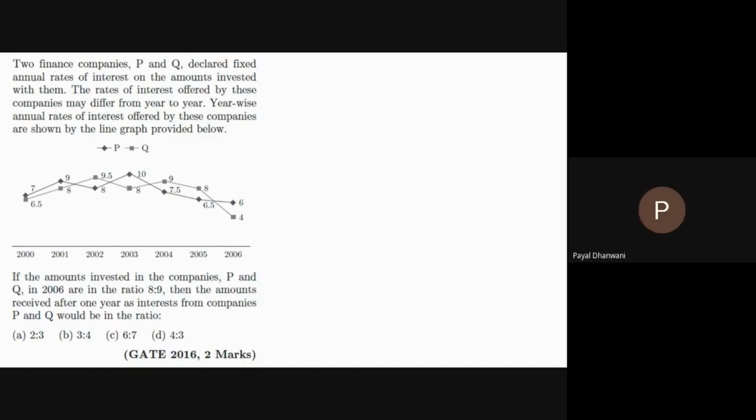Sir, option D. Okay, I got one answer. Let's see how we can solve this one. A pretty simple question again, asked for 2 marks. ये कुछ ऐसे क्वेश्चन हमने कवर किए हुए हैं.